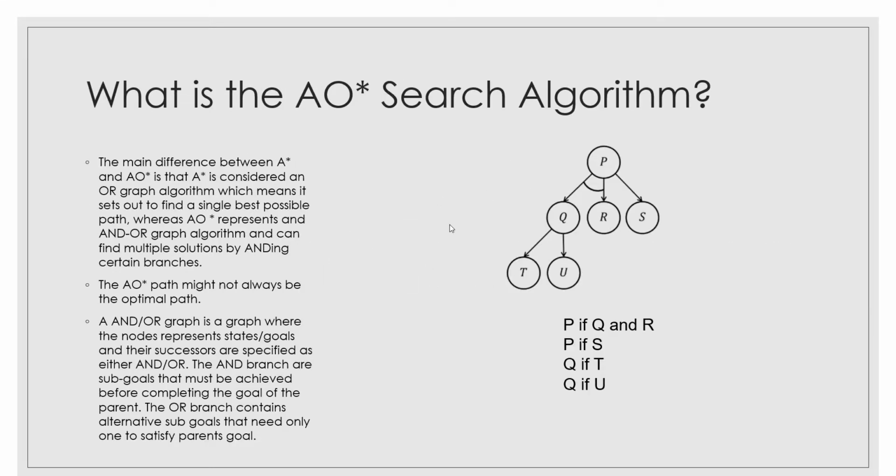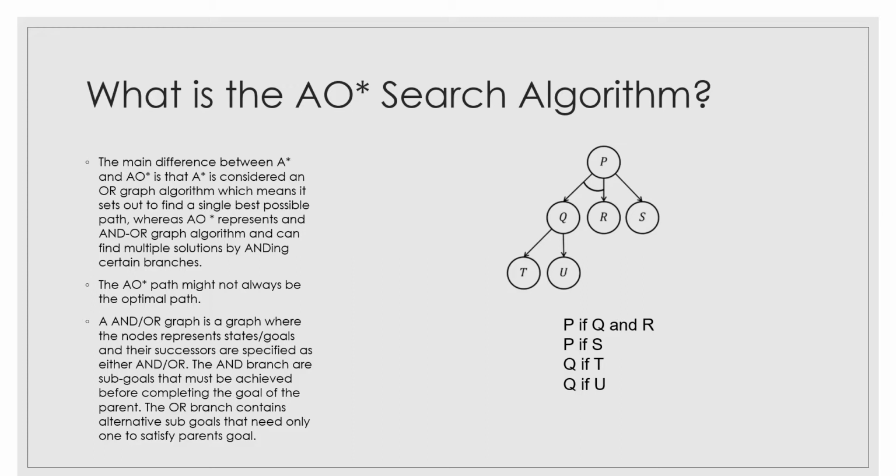Alright, so that was most of what I had on the A-star. This is some different variations of the A-star search algorithm. One is AO-star. When you use A-star, it's considered an OR graph because you're finding just the best path in a single line. But an AO-star represents an AND-OR graph.